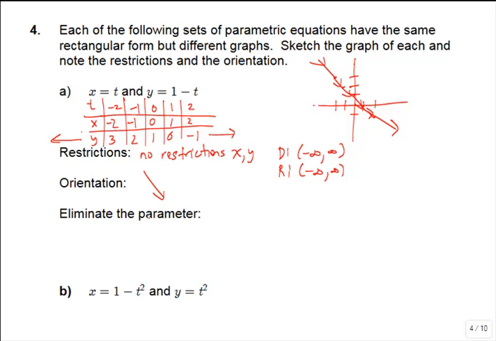Now let's eliminate the parameter to see what this would become. Since x is exactly t, then I can just replace this t with an x. So my parameter goes away and I just get the equation y equals 1 minus x. So that's this entire line going down.